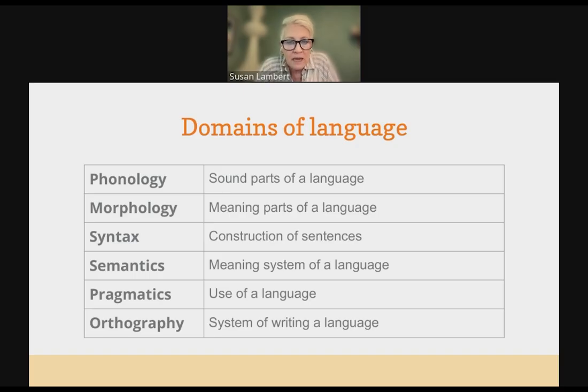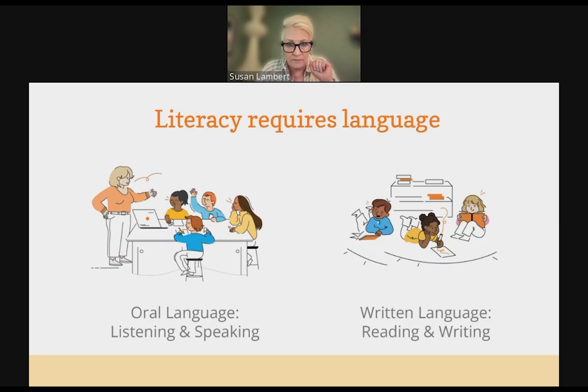We talk about semantics, or the meaning system of a language. Pragmatics, the use of a language. So how I'm talking to you right now is not the same way I'm going to be talking to my daughter later today, who's getting ready to get married. How exciting. And then we talk about orthography, which is our system of writing a language. So it's really important that, whatever subject matter we happen to teach, we understand these elements of language, because all of them are very important in terms of helping students access content.